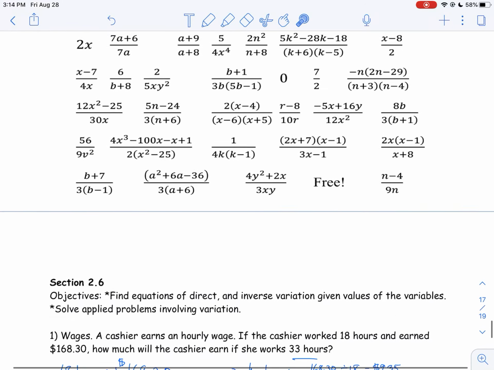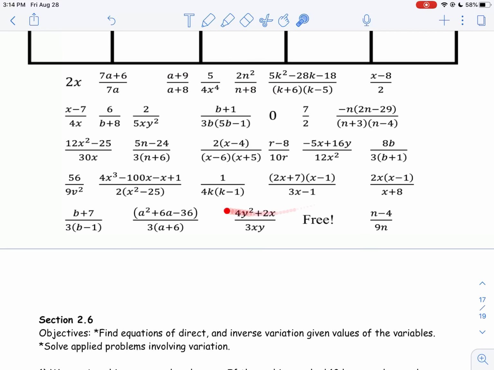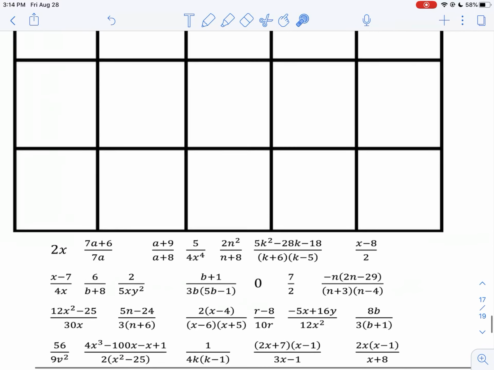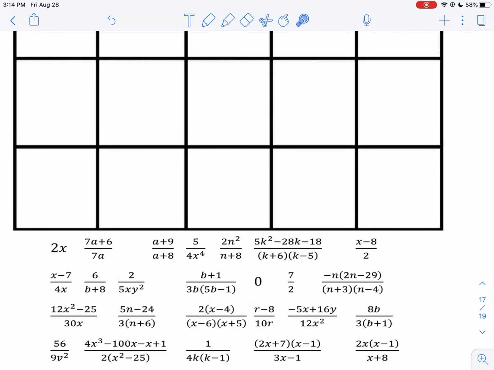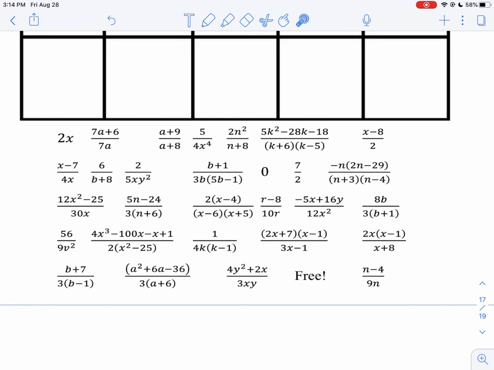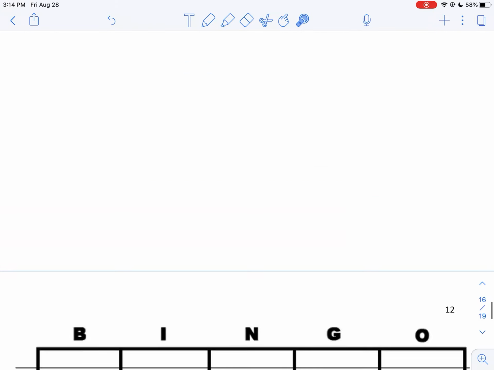If we have time, this bingo board, you can fill in. These are the answers to a bunch of questions. You could fill them in a random order up here, and we could play bingo. But I have a suspicion we won't have time for that.